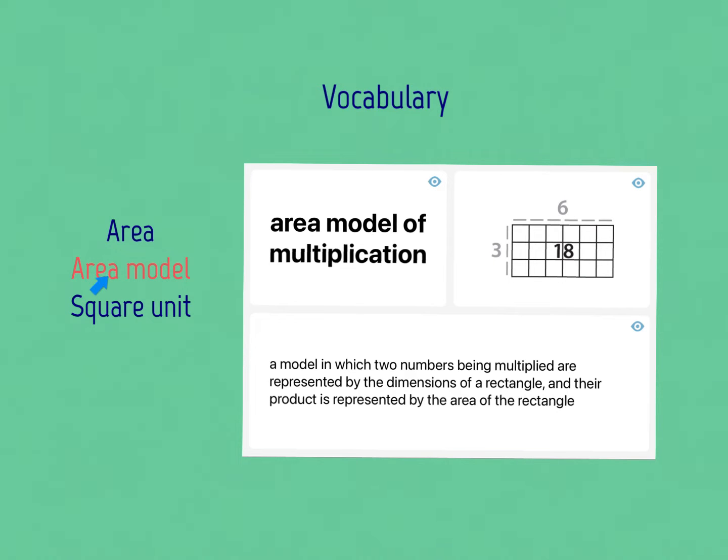Our next word is area model. An area model of multiplication is a model by which two numbers being multiplied are represented by the dimensions of a rectangle, and their product is represented by the area of the rectangle.